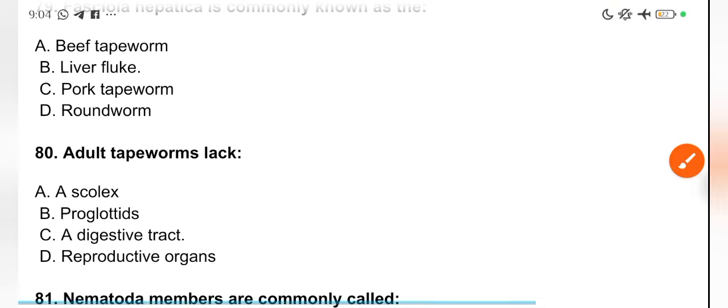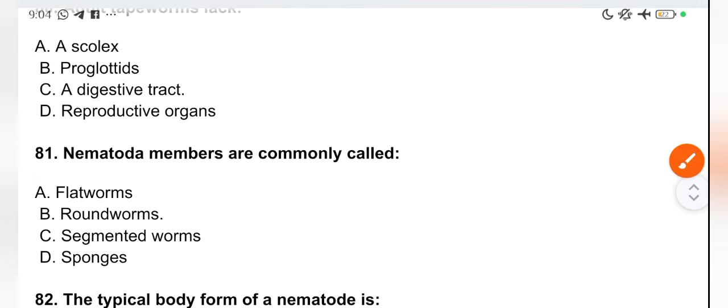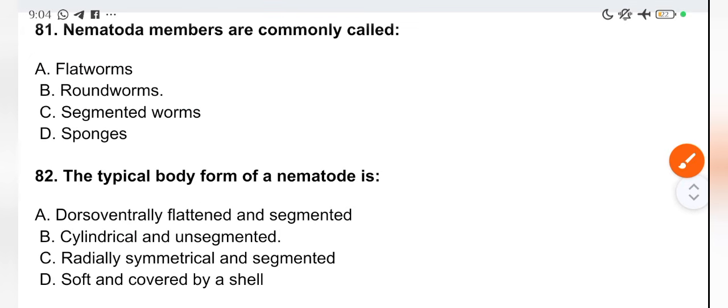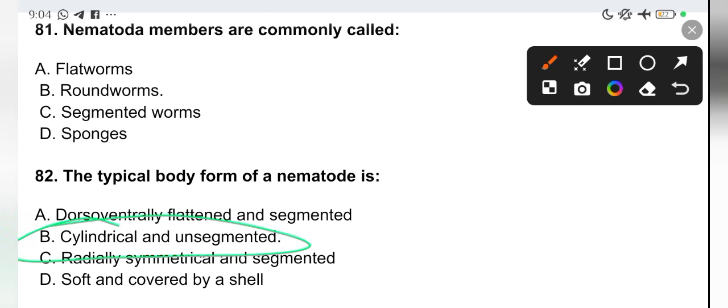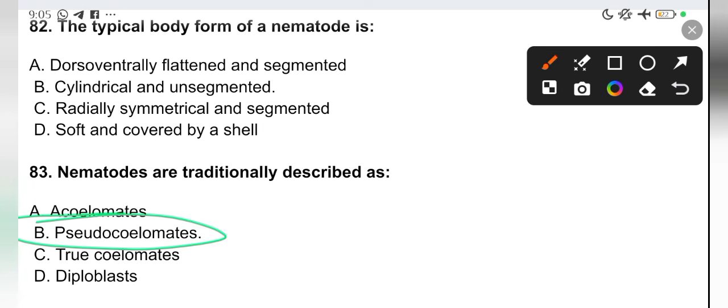80. Adult tapeworms lack a digestive tract. The Nematoda members are commonly called the roundworms. The typical body form of a nematode is cylindrical and unsegmented. Please take note, nematodes don't have segments. Roundworms don't have segments. I beg you in the name of God. Roundworms are one of the worms that don't have segments. Please take note. 83. Nematodes are traditionally described as pseudocoelomates.